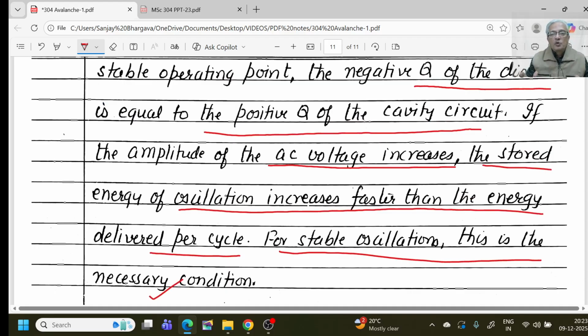Now, I hope we understand the basic concept of the read diode. How is the negative resistance obtained? How does the avalanche multiplication take place?